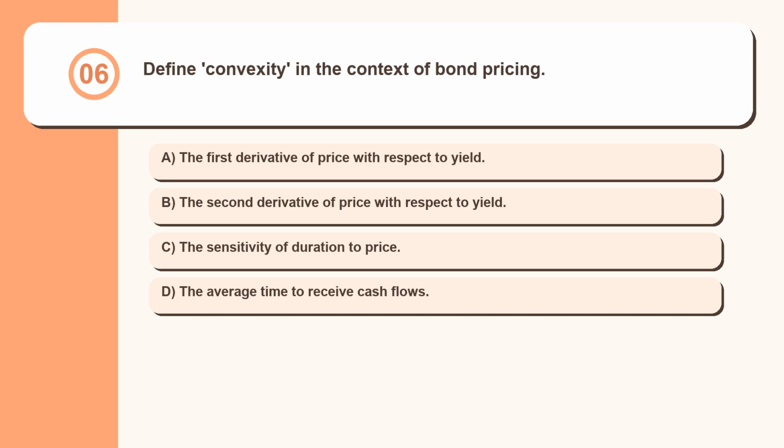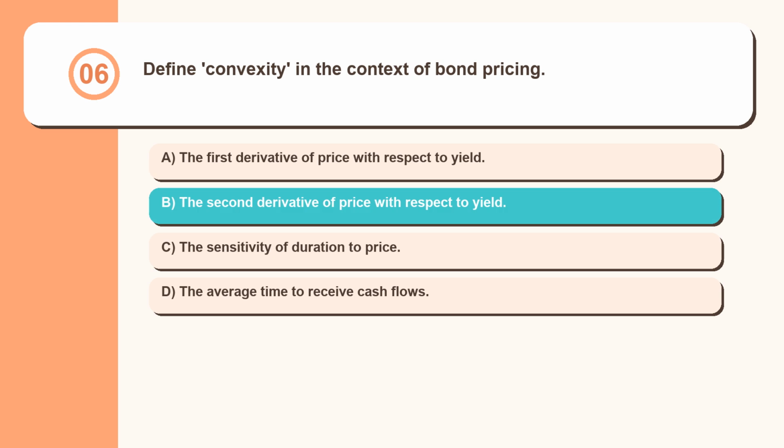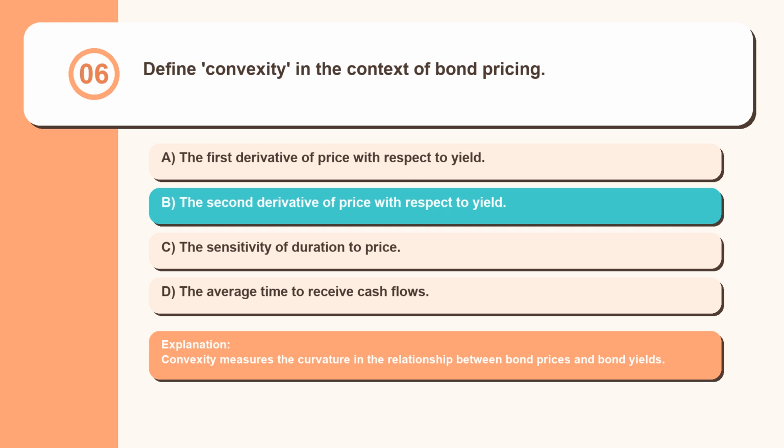Question 6. Define convexity in the context of bond pricing. The first derivative of price with respect to yield. The second derivative of price with respect to yield. The sensitivity of duration to price. The average time to receive cash flows. Convexity measures the curvature in the relationship between bond prices and bond yields.